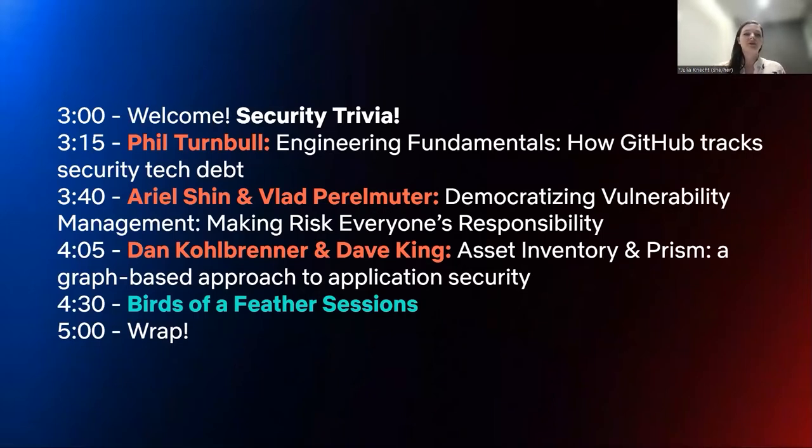For a quick overview of the agenda before we get started with trivia, we'll go from trivia into our lightning talks. We've got folks from GitHub, Twilio, and Netflix here to give 20-minute talks with 5-minute Q&A about some of the ways that we're approaching application security. And then we'll go into the birds of a feather breakouts, which will be a lot more interactive, and we'll look for active participation from all of you.